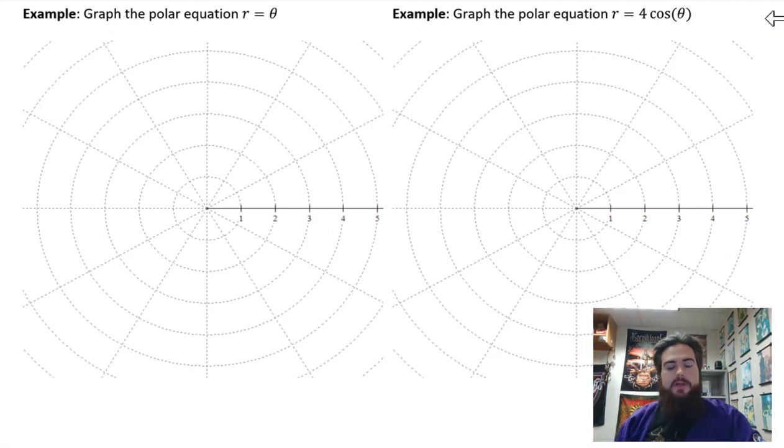In this example video, we're going to cover these two problems. We are going to graph the polar equation r equals theta, and we are also going to graph the polar equation r equals 4 times cosine of theta. Let's work on these one at a time.